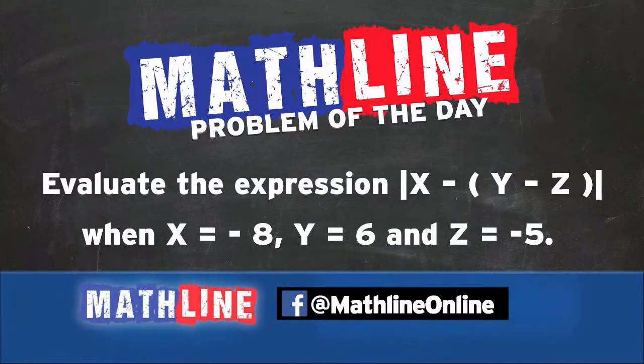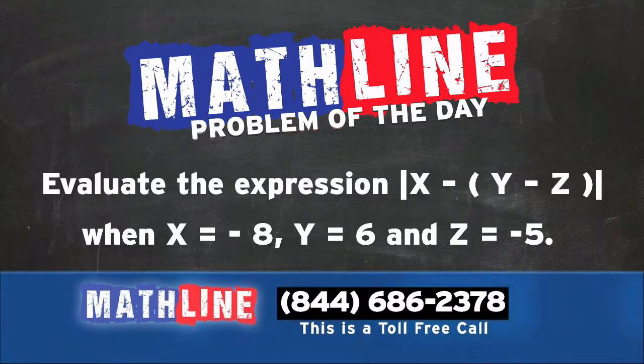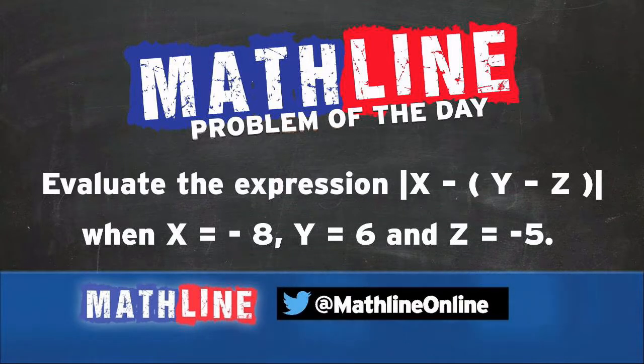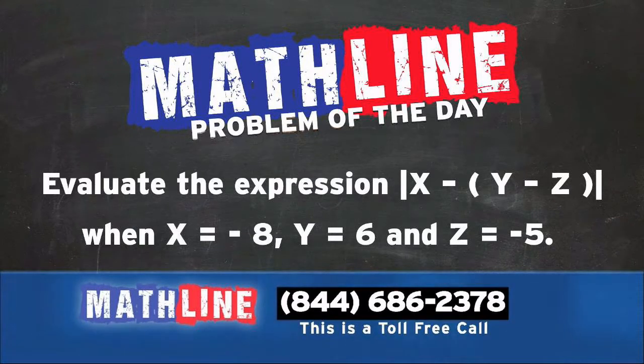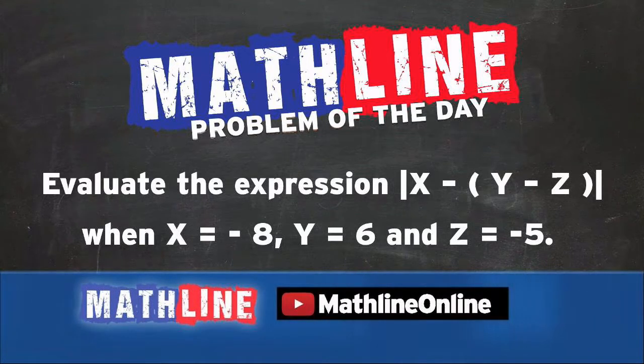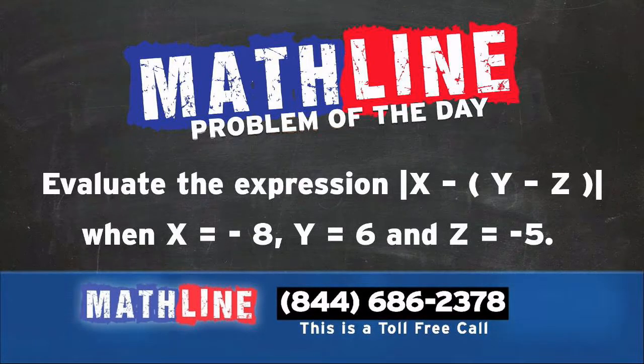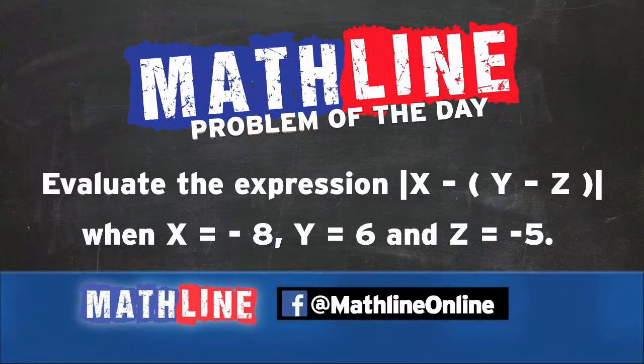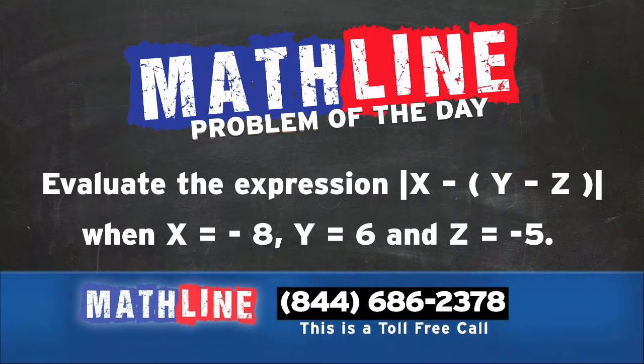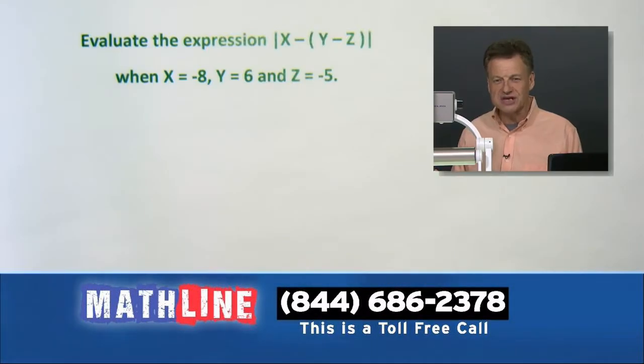And our problem of the day: evaluate the expression absolute value of x minus, oh my goodness, there's all sorts of stuff here, minus the parenthesis with a y minus z inside of that. And notice those vertical bars mean absolute value. So what we're going to need to do is think about what absolute value is when we get the final answer. Now we're given some values: x is going to be -8, y is going to equal 6, and z will give us a -5 also. So lots of minuses and lots of negatives, and what do we do with them all? All right, well, let's find out. Let's take a look at this thing and see where we're going to go.